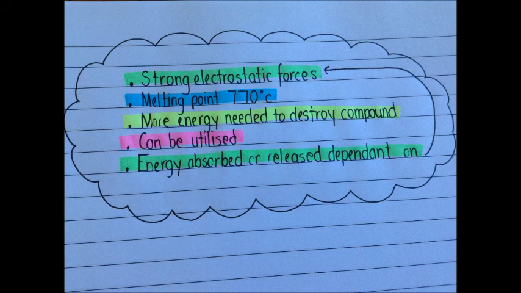As mentioned earlier, potassium chloride has strong electrostatic forces, and this is indicated by its melting point being 770 degrees Celsius, which suggests that more energy is needed to destroy the compound. This benefits potassium chloride as it can be utilized with a lower chance of being destroyed. The amount of energy absorbed or released in a chemical change is also dependent on the electrostatic forces.